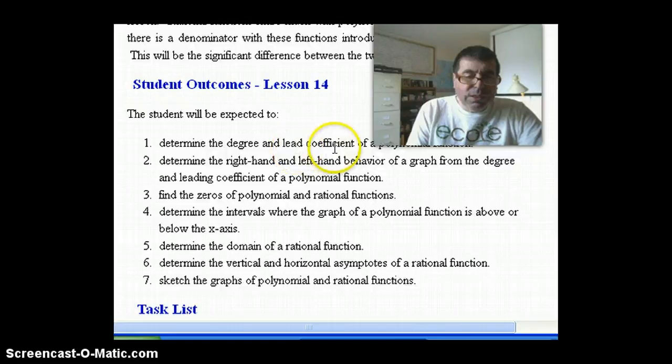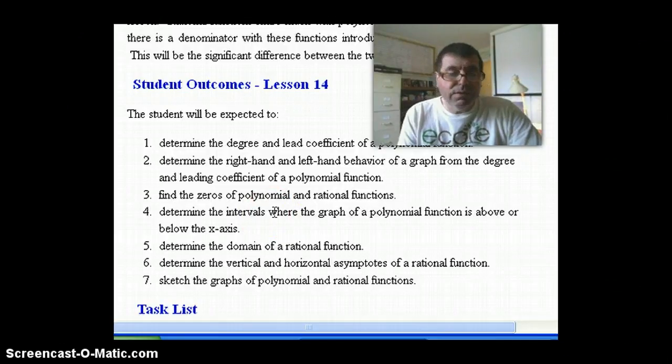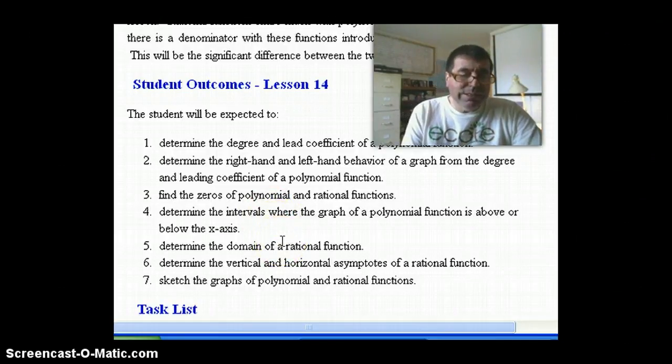Understand the degree and the leading coefficient of a polynomial function. Understand the end behavior. I'll do a part of that in my introduction video. I'll talk about end behavior. Zeros. Again, I'll talk about that. Determine where the interval is above or below the x-axis, or positive or negative. Remember your quadratic inequalities in a previous lesson.